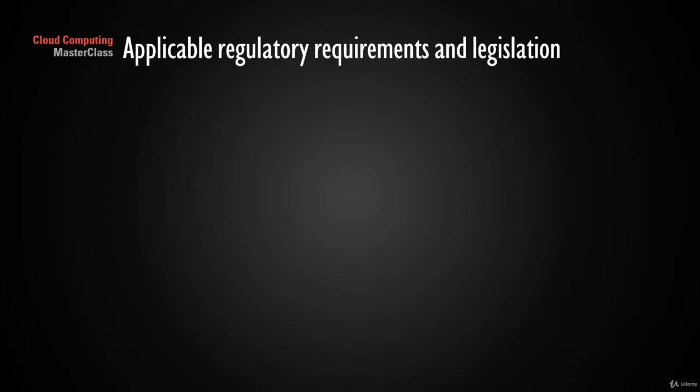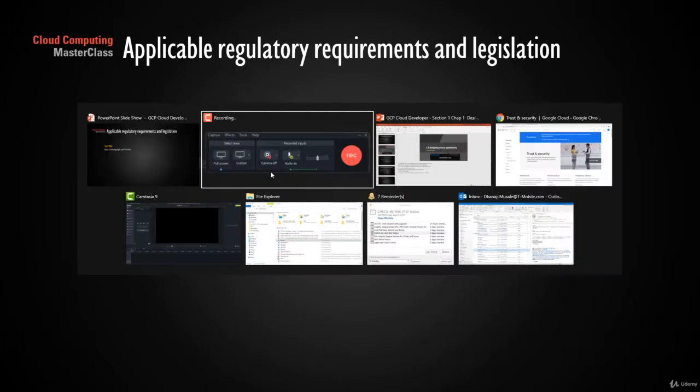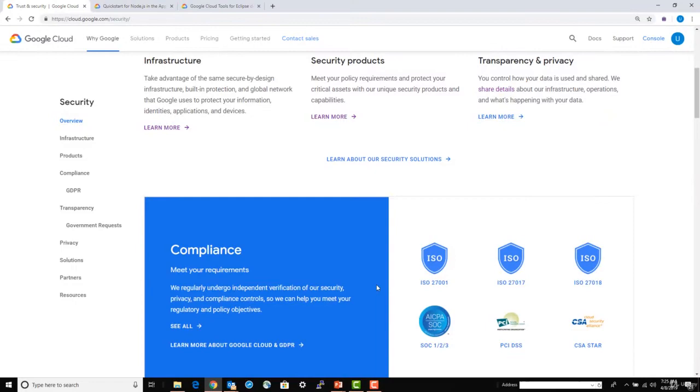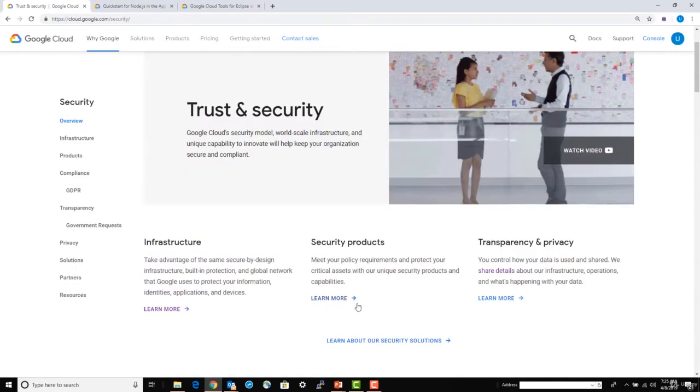It starts with application regulatory requirements and legislation. Let's understand what we have on regulatory requirements and legislations. First and foremost, you can start with cloud.google.com/security, and this is where you can think of all your security measures at the starting point. I'm in security, and they have created a really nice page as of December 2018. Earlier it was just simple documentation.